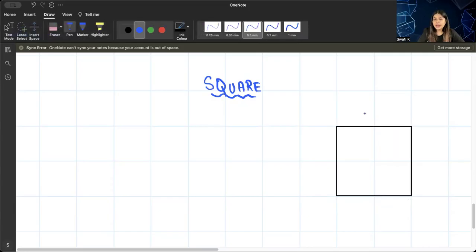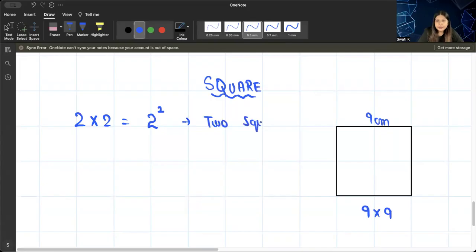Suppose we have the side given as 9 centimeter. The formula is side into side, right? So we multiply the same number, 9 into 9. Exactly the same concept we have to use here as well. Square means multiplying any number 2 times, okay? For example, 2 times 2. This we can write down as 2 to the power 2, and we read this as 2 squared. That's how we read it.